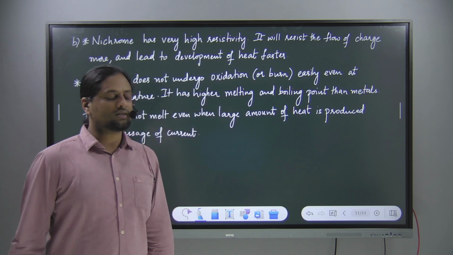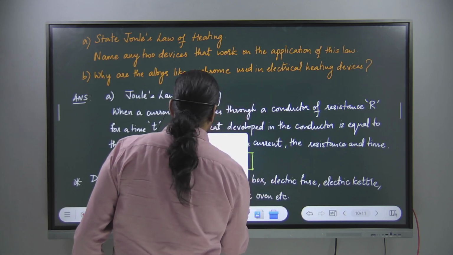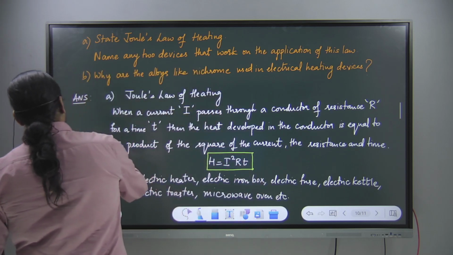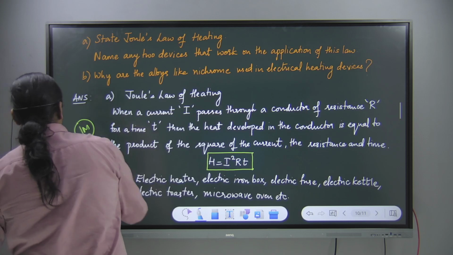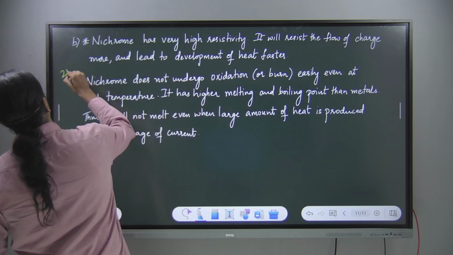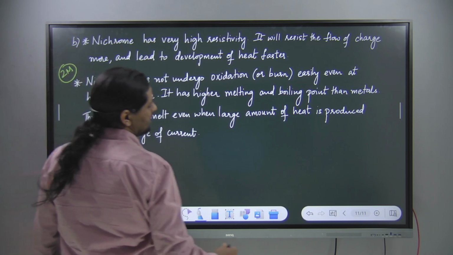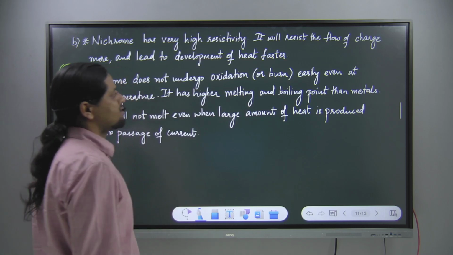These are the advantages. So this is a 4 marks question. I'll just tell you how the split up is going to be. Law bariyakke you have 1 mark, then you have 1 mark to write any two devices, then you have to write two applications or two reasons why we use the nichrome alloy. So finally we have the 4 marks question split up in this way.